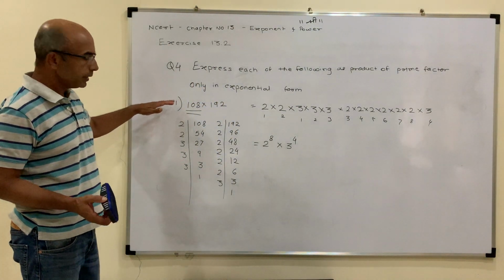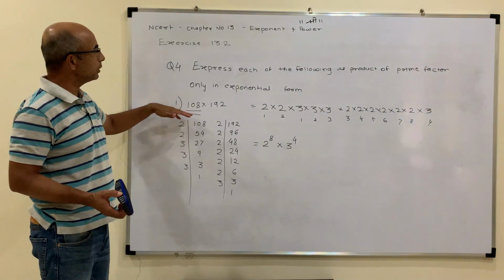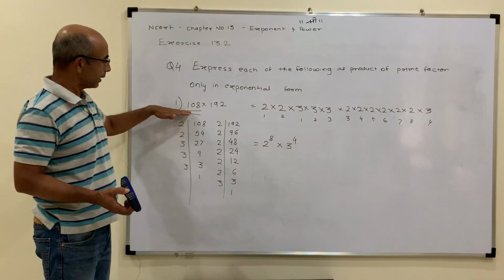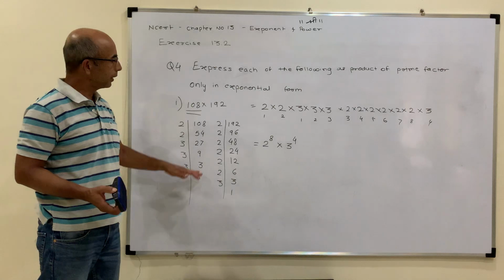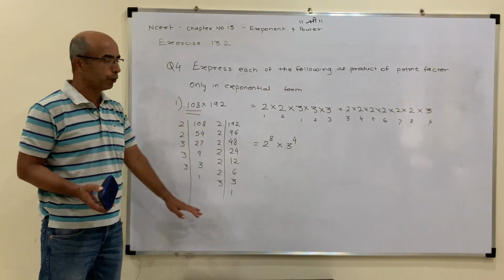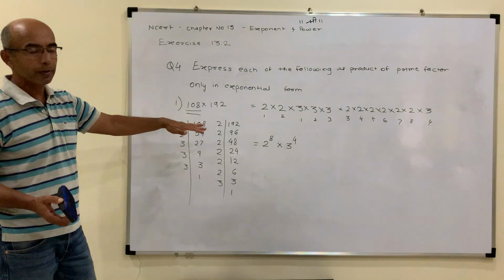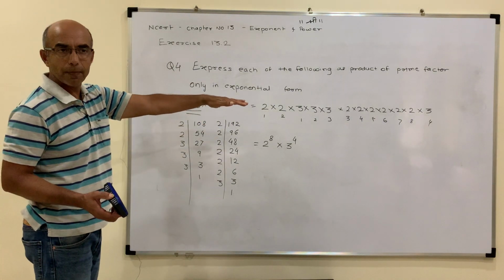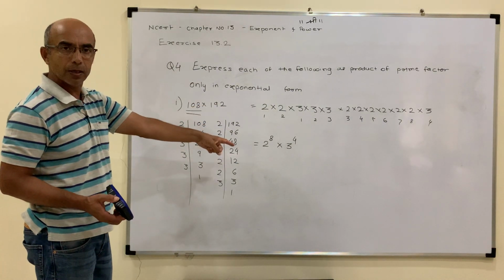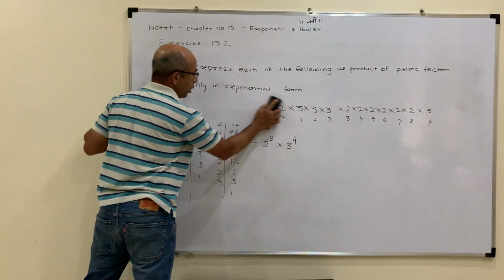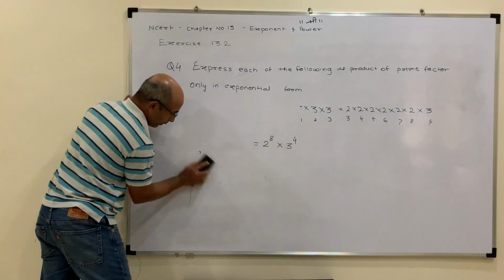Have you understood this properly? We do the prime factor method for 108 and then we do it for 192. Then we combine the bases where the bases are the same. So 2 and 3 are my bases which are the same, and I put them in exponential form. Now move on to the second one.